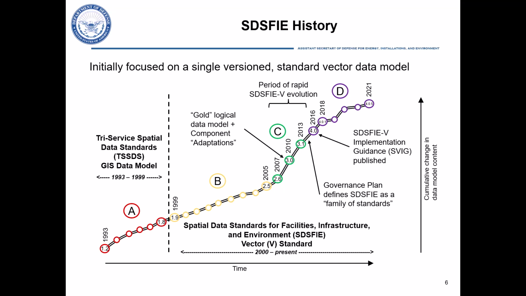Additionally, data elements that were common among components but not yet present in the Gold version 3.0 or 3.1 were identified and added to Gold version 4.0. Following Gold 4.0 release, the SDSFIE vector standard has evolved more slowly through a series of core addendum releases. Along the way, data elements required for alignment of SDSFIE with the Sustainment Management System, or SMS modules, as well as for alignment with the Real Property Classification System, or RPCS, have been significant drivers of changes to SDSFIE, and when fully incorporated will likely lead to the release of Gold 5.0.